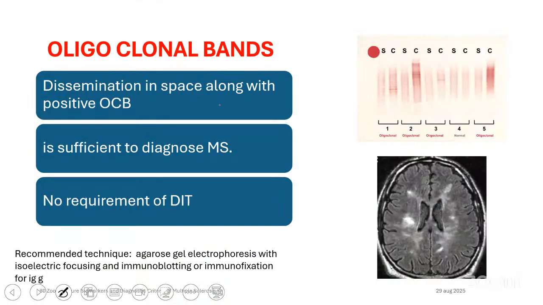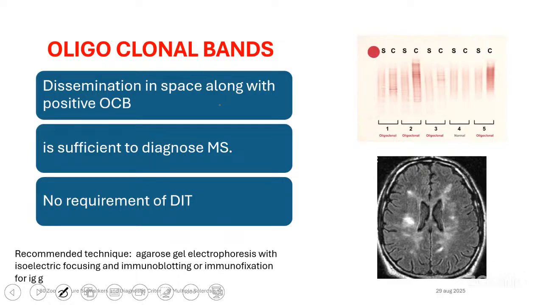That comes to the important aspect, the synthesis of IgG inside the CSF. So there's dissemination in space along with positive OCB. If OCB is also present, it's sufficient to diagnose MS. There is no requirement of any dissemination in time.